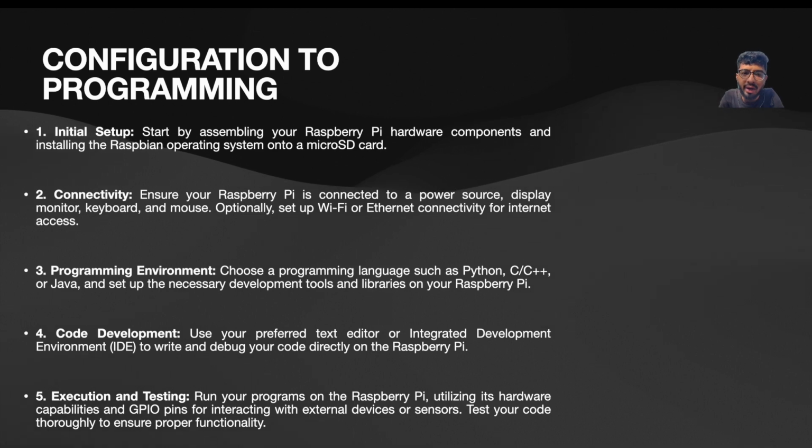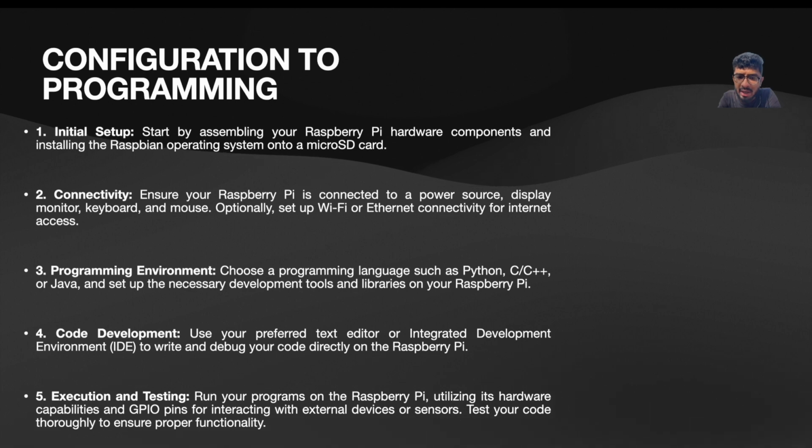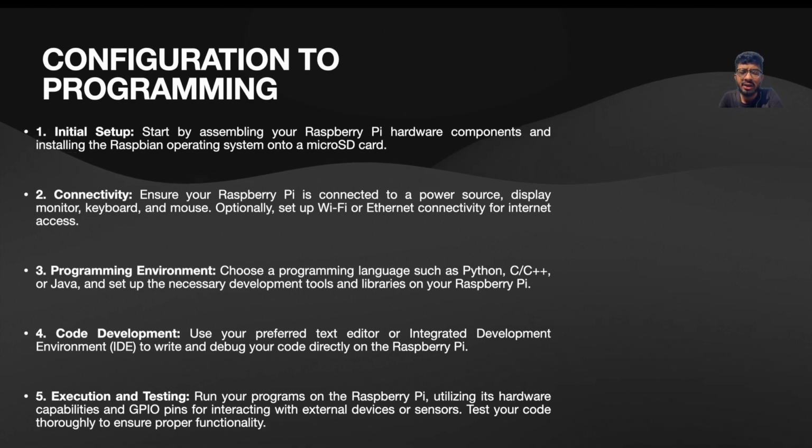If you want to use your Raspberry Pi without a head, that means without a monitor, you have to connect it through SSH, so that you can use it remotely from anywhere. And then you have to set up a programming environment. Python is mostly used here, C++ is used. And then you have a code editor. Inside a Raspberry Pi there are many code editors which can be used, like you can even add Visual Studio Code or many other IDEs, and then you can just execute.